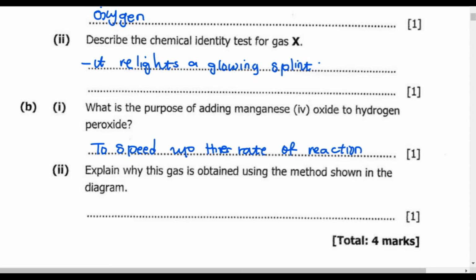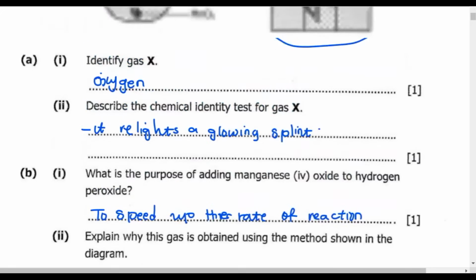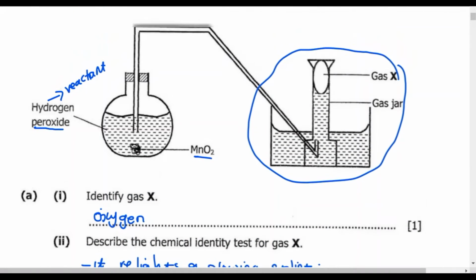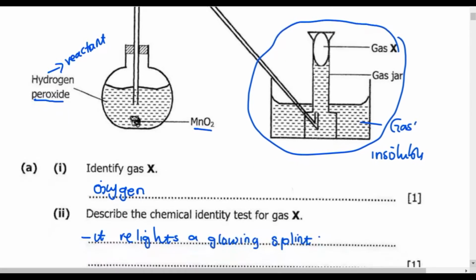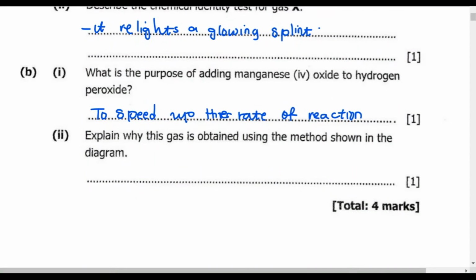Now we have question Roman number 2. Explain why this gas is obtained using the method shown in the diagram. So now we can apply. Since we have water here, the reason is that the gas is insoluble in water. So that's the reason that we are going to use here. So because oxygen is insoluble in water.